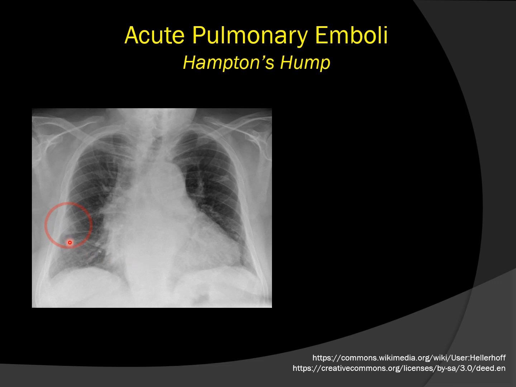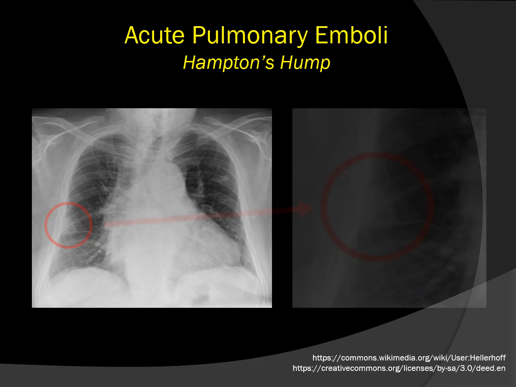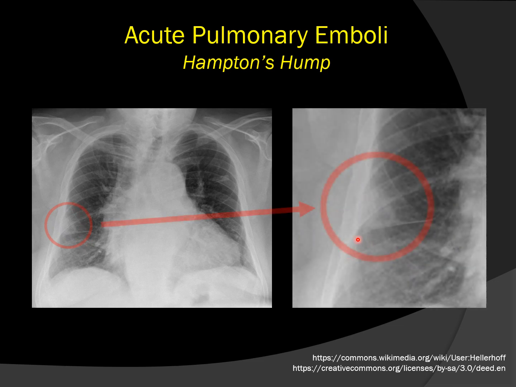Now these will heal as a Hampton hump. So that's a little faint, softer, rounder. Let me blow that up a little bit for you. So we'll see a little pleural round abnormality that somewhat looks like a camel's hump, called a Hampton's hump.